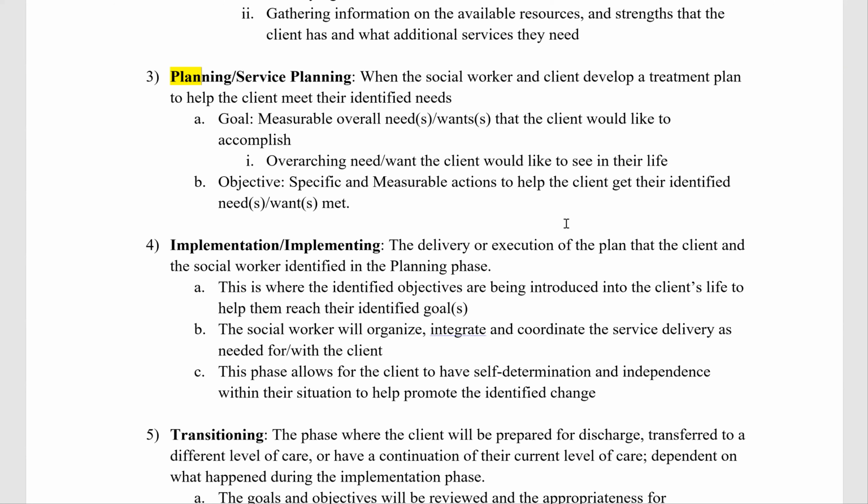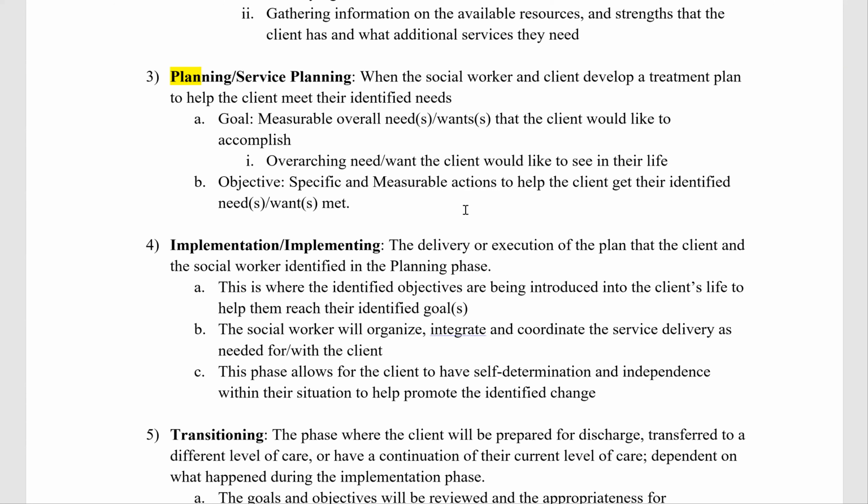So the goal, that overall thing, picture that skeleton in the science class. They're not really sure what they would want to do within their situation. So it's the overarching need and or want the client would like to see in their life. And the objective and or multiple objectives is the skin to fill in the gaps of the skeleton, to put flesh on it to make it look like they would want it to look. So these are the specific and measurable actions to help the client get their identified needs and or wants met in some way, shape, or form.